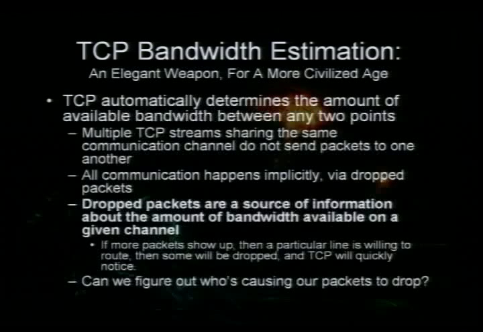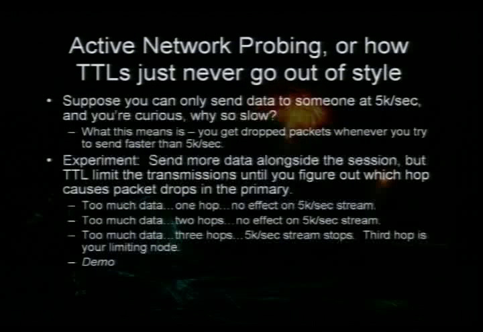Well, we're trying to figure out, TCP traditionally figures out that packets have dropped. Can we figure out why? So, here's what we're going to do. TCP has told us that you can only send packets at 5K a second. And if you send them faster than 5K a second, something bad's going to happen. You're going to drop traffic. So what do you do? You send packets faster than 5K a second.